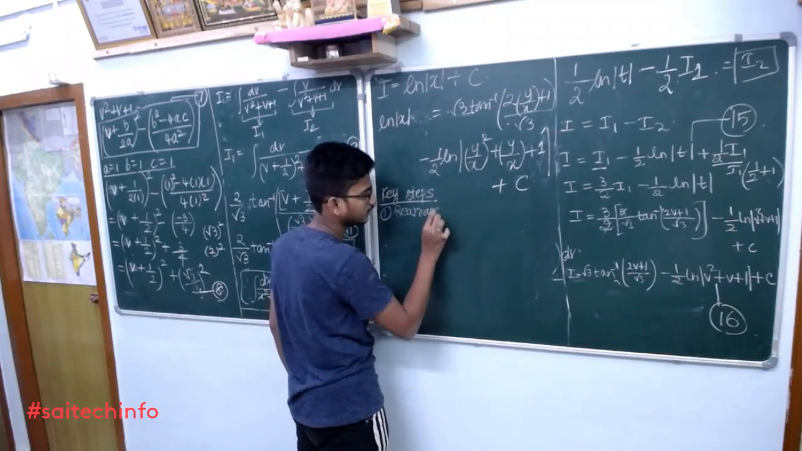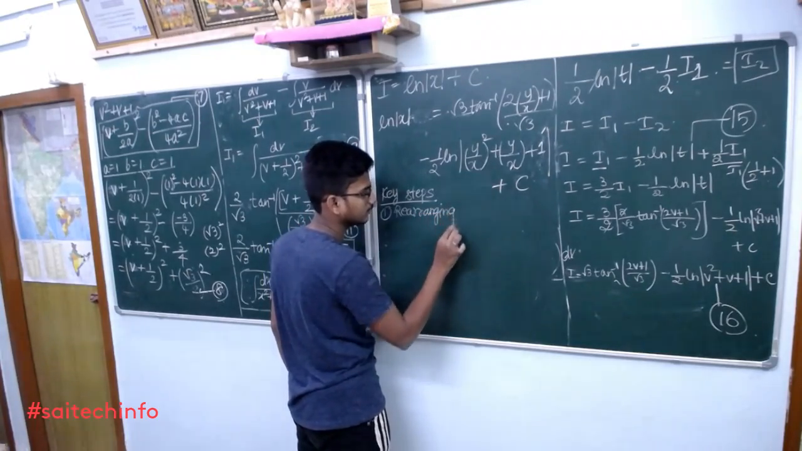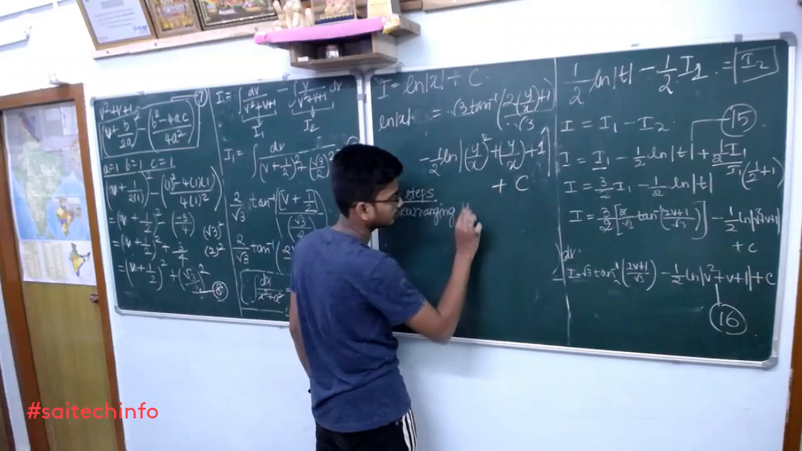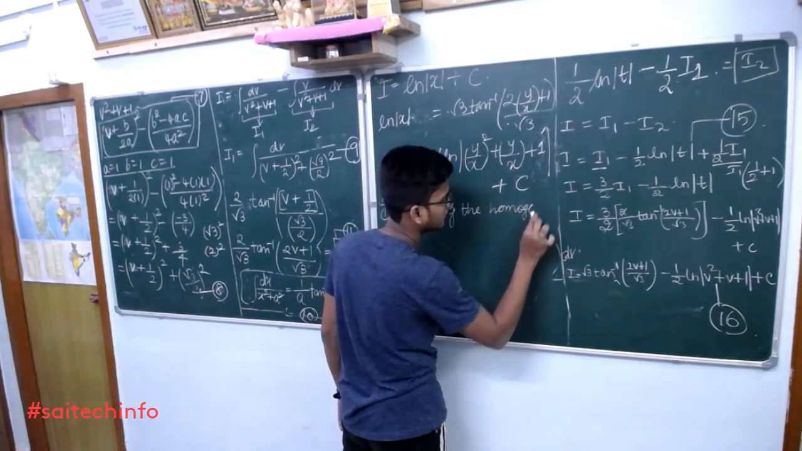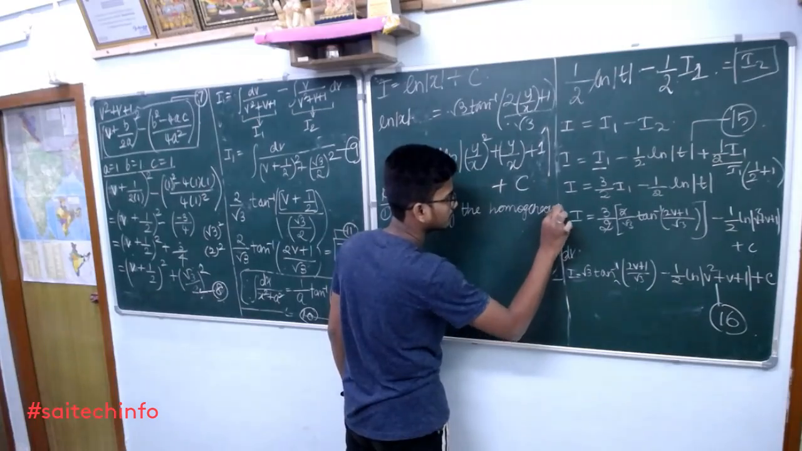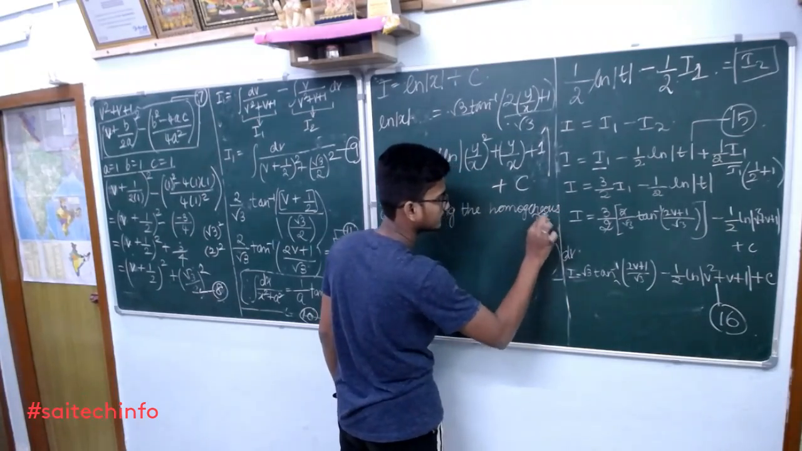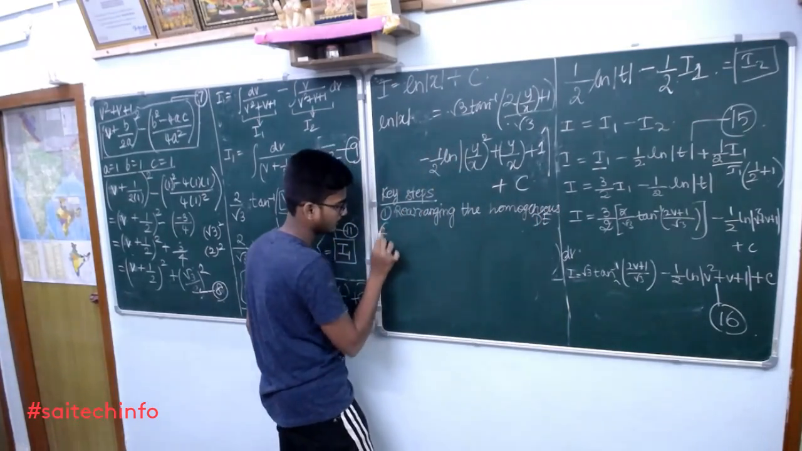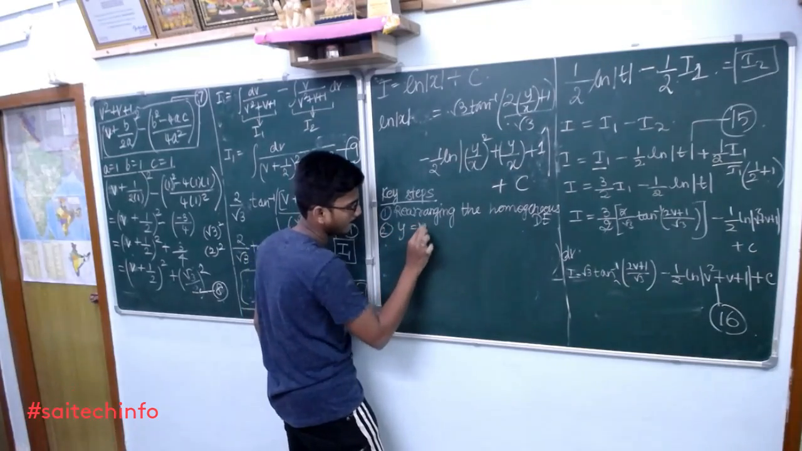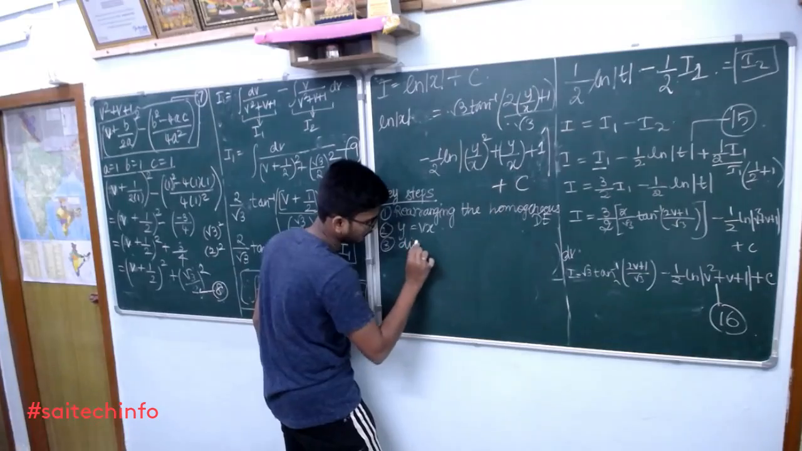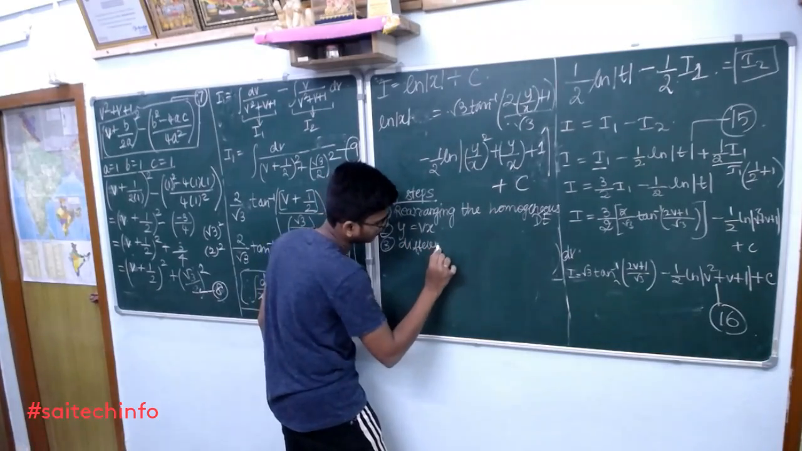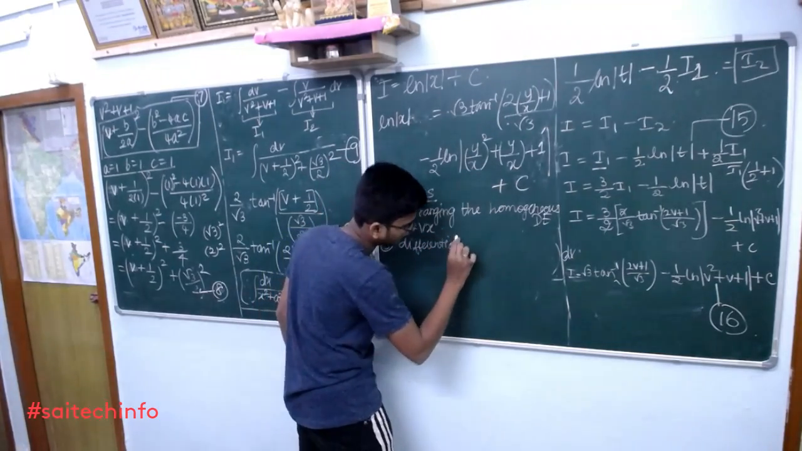The first step we did is rearranging the homogeneous differential equation. When you rearrange the homogeneous differential equation, you will be struggling to separate the variables x, y. And that is why you take y is equal to vx. Third step, differentiating y is equal to vx.